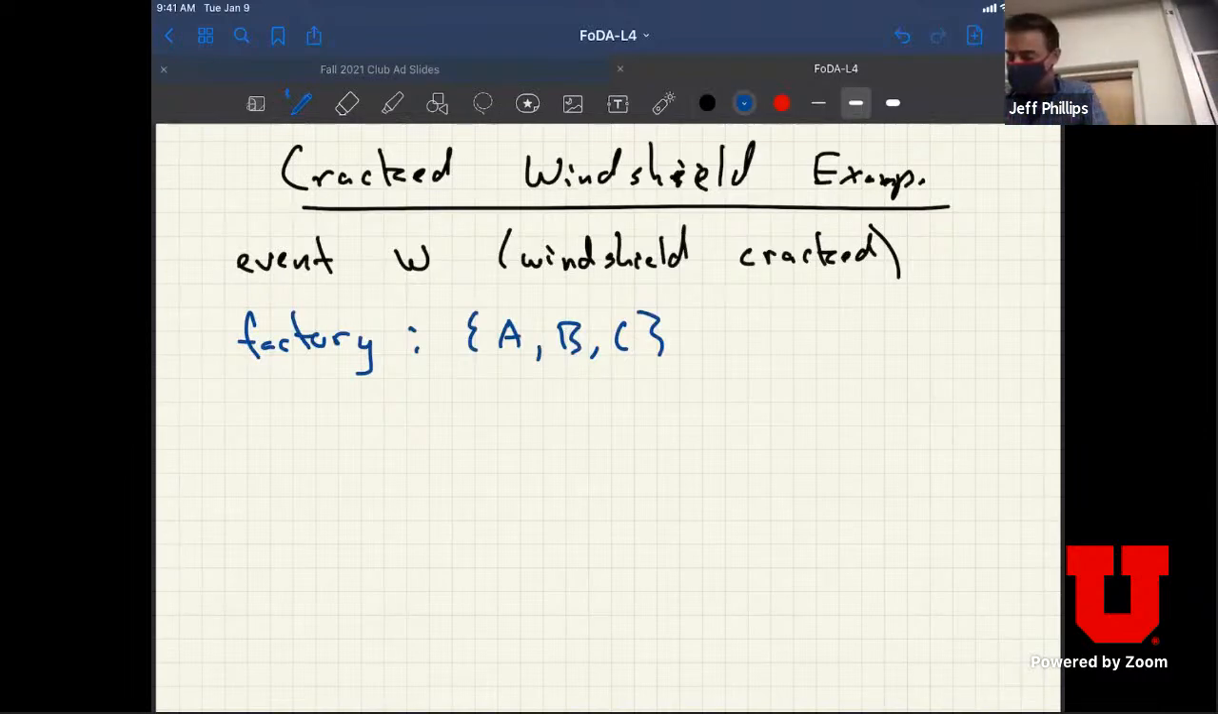So these are going to be the space of my models. I'd say either the windshield's cracked because of factory A, factory B, or factory C, and I want to know which one is most likely to have caused the problem.